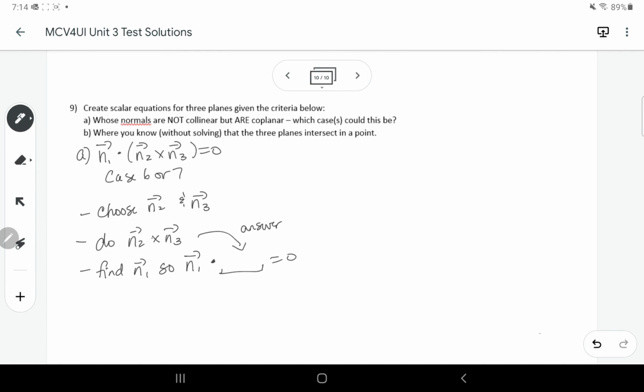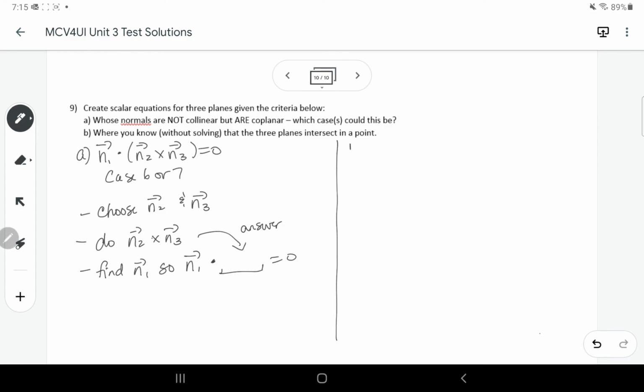Do the cross product first. Don't try and make the cross product equal to 0. That's really hard. But the dot product equaling 0 is pretty easy. So whatever you get for your cross product, just find x, y, z components for your n1 that would make that new dot product equal to 0.